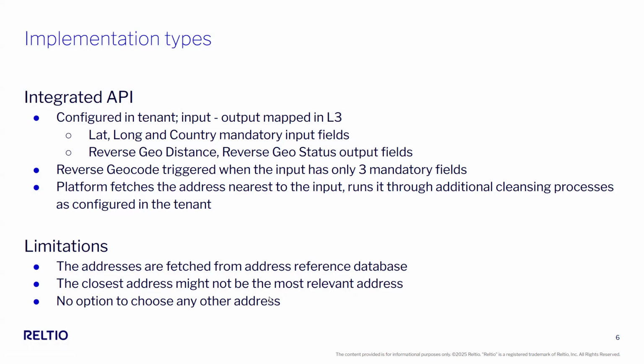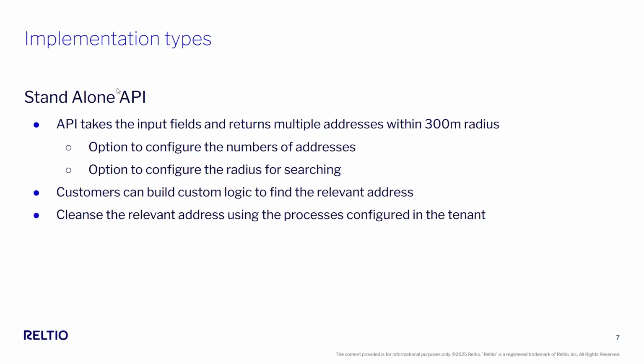Yeah, so what we're trying to say is that the closest address may be the closest, but it might not be the most relevant. And with this integrated API approach, there is no option to choose any other address. By default, the platform picks the nearest address and uses it as the correct address for all future purposes. So understanding these limitations and other use cases which we thought might be required for our customers, we created another implementation of this, which we're calling the standalone API.